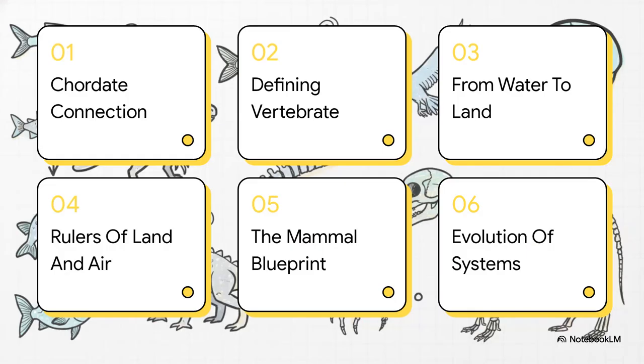Okay, let's dive into this. Here's our roadmap for today. We'll start with the chordate connection, define what actually makes a vertebrate, and trace the whole journey from water to land. Then we'll look at the rulers of land and air, map out the mammal blueprint, and finally track the evolution of our major body systems.